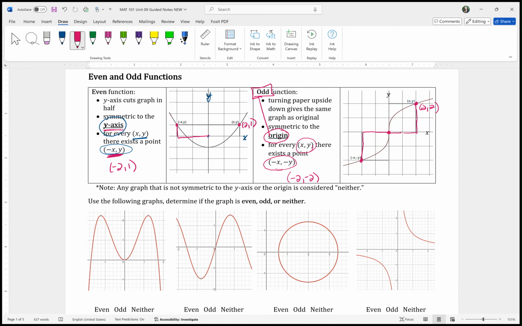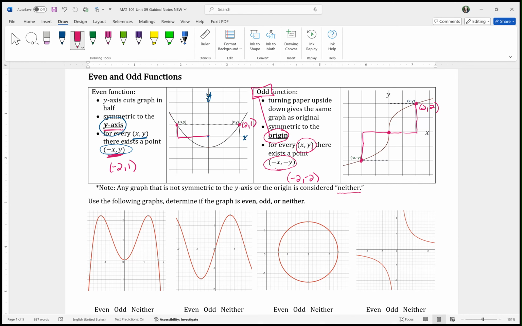Now, I'm not covering symmetric to the x-axis. That is a thing, but there's no name for that because if it's symmetric to the x-axis, it's not even a function, because it will not pass the vertical line test. So just remember that, okay? And that's kind of what I'm saying right here. Any graph that is not symmetric to the y-axis or the origin, even if it's symmetric to the x-axis, is considered neither. So basically, if it's not odd and it's not even, it's neither, okay?